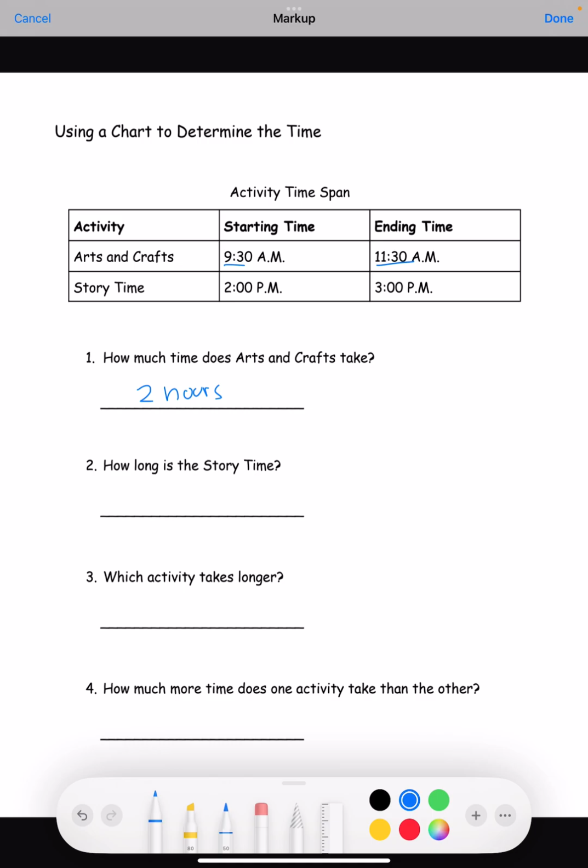Number 3, which activity takes longer? So arts and crafts took 2 hours, and story time started at 2 p.m. and ended at 3 p.m. And how many hours or minutes difference is that? From 2 to 3, it is only a 1 hour difference. So which activity takes longer, arts and crafts or story time? Arts and crafts takes longer because it is 2 hours long, while story time is only 1 hour long. Let's go to the last page.